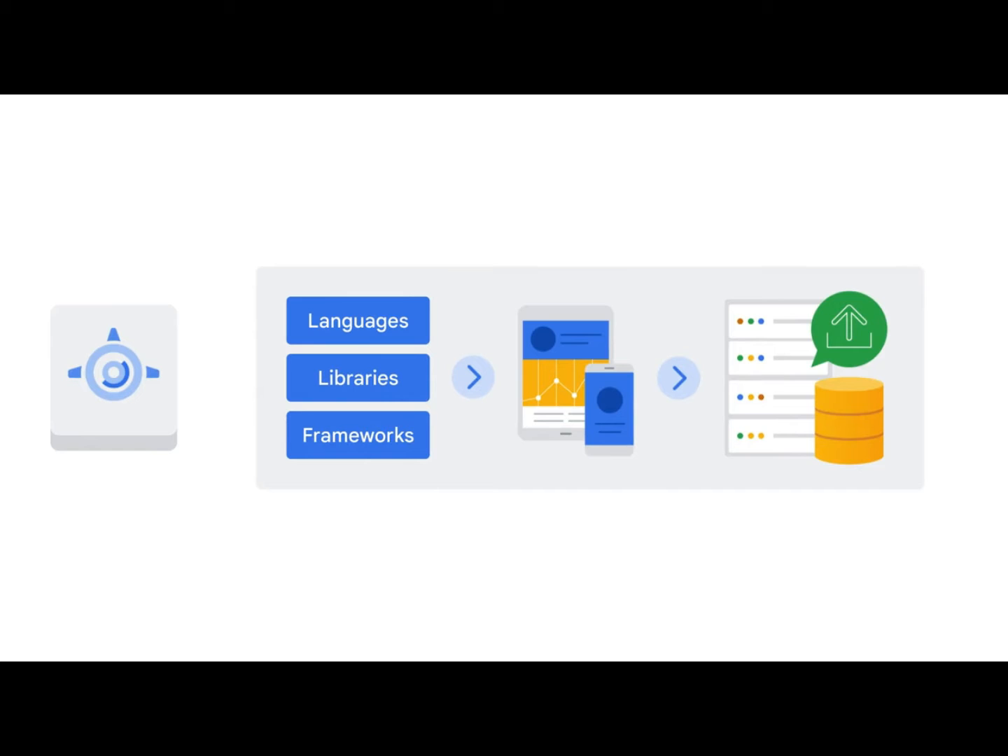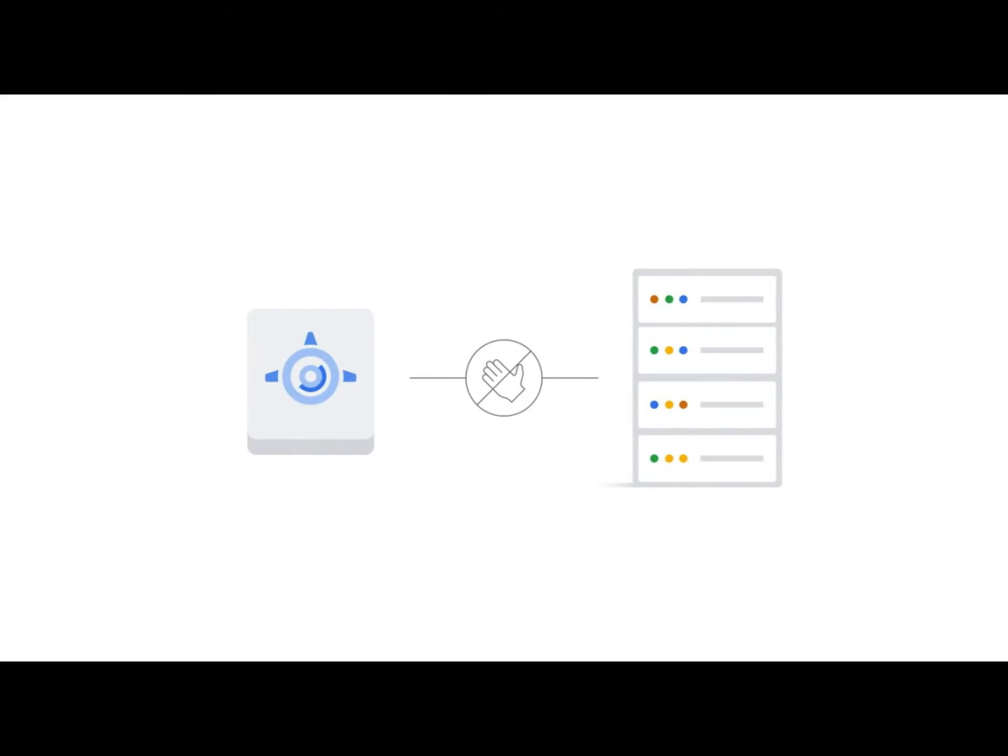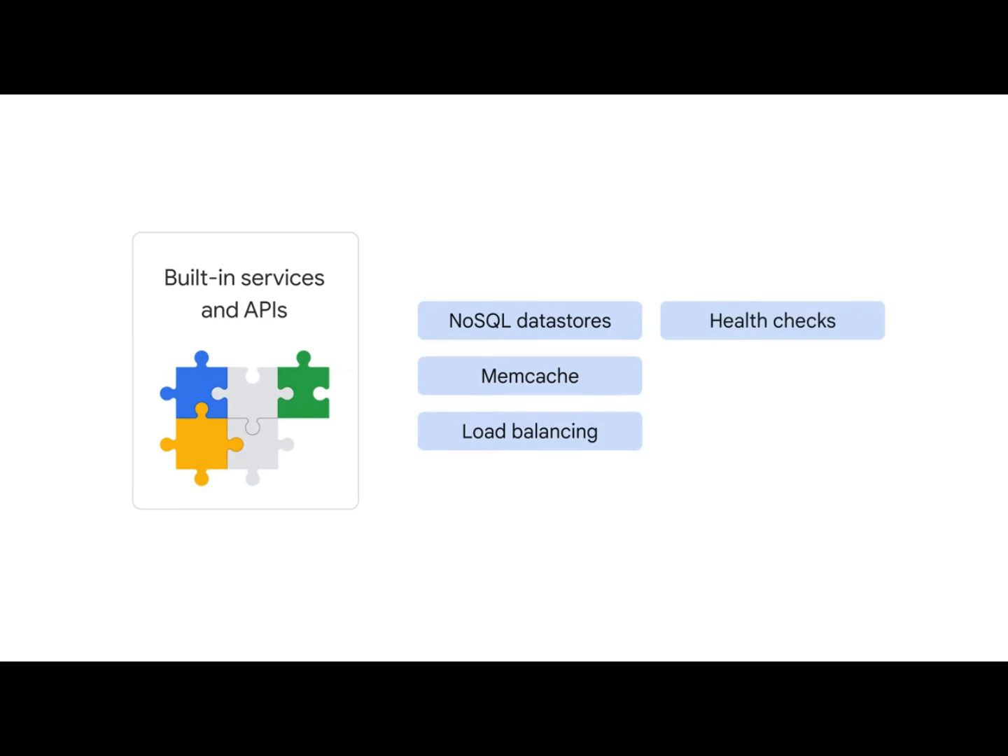With App Engine, you can choose from popular coding languages, libraries, and frameworks to develop apps with tools you're familiar with, and then automatically provision servers and scale app instances based on demand. This means you can upload your code and Google will manage your app's availability. Coding options include Eclipse, IntelliJ, Maven, Git, Jenkins, and PyCharm. With App Engine, there are no servers to provision or maintain. App Engine provides built-in services and APIs, like NoSQL data stores, Memcache, load balancing, health checks, application logging, and a user authentication API that's common to most applications.